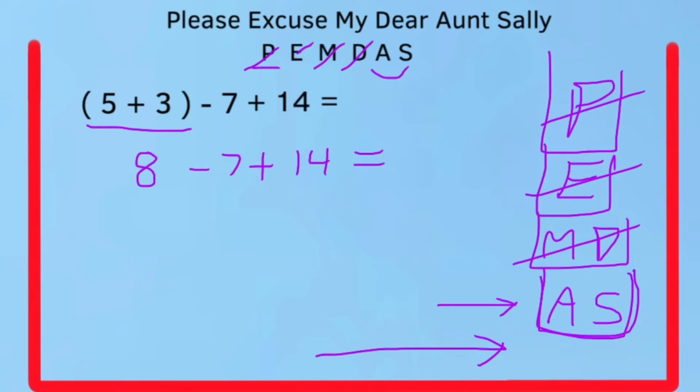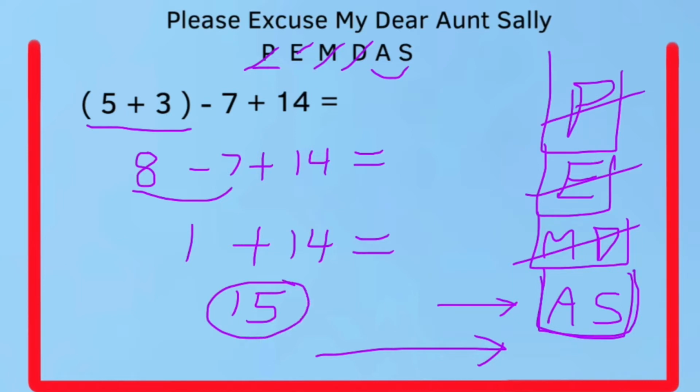So let's take a look. 8 minus 7 equals 1. I bring the rest of my problem down. So I have 1 plus 14. That equals 15. My answer is 15.